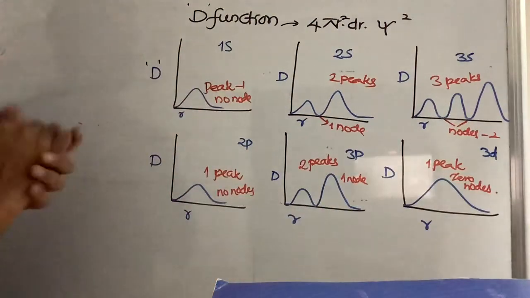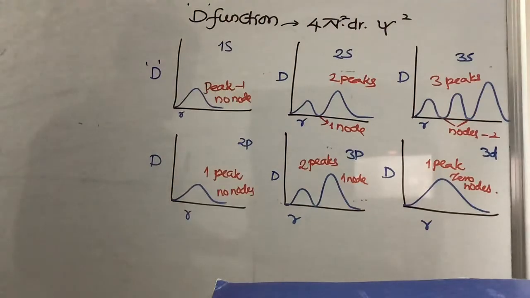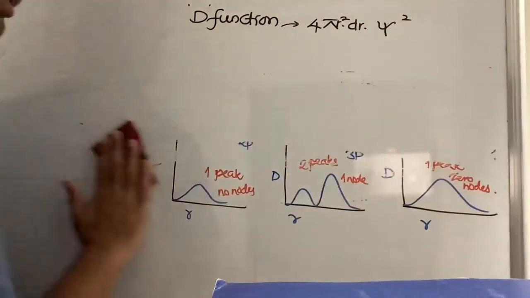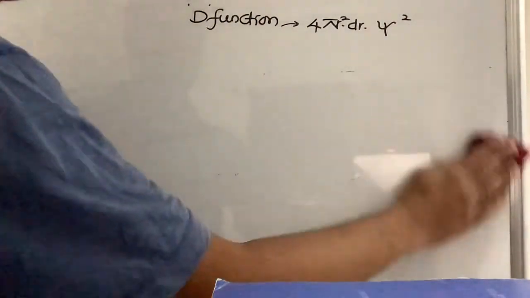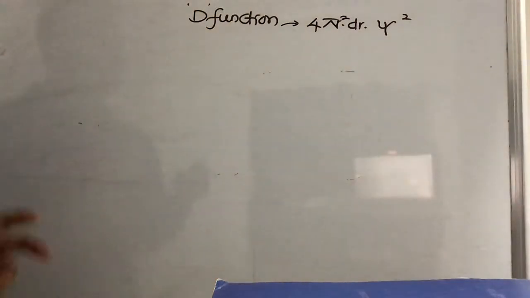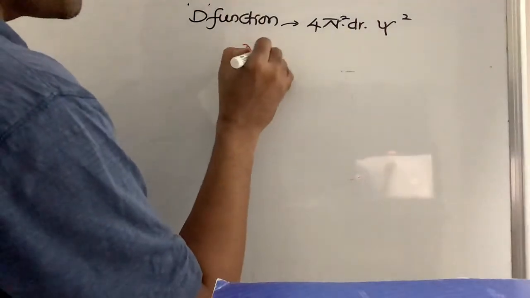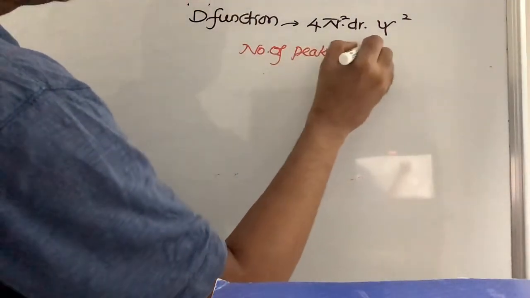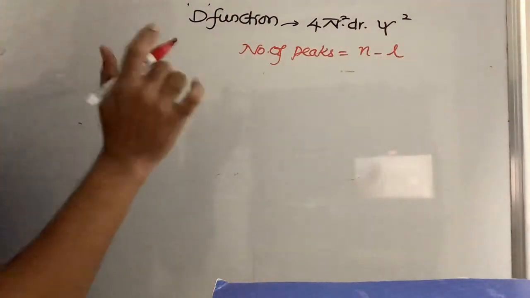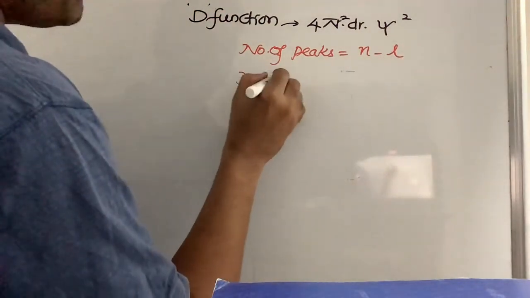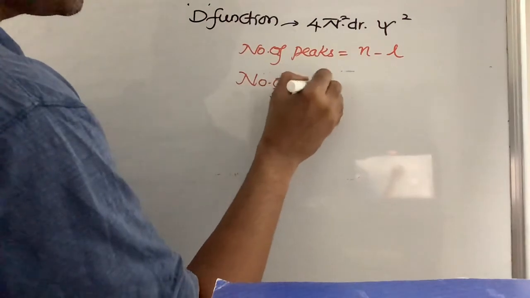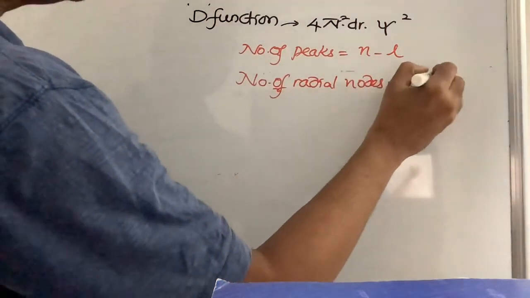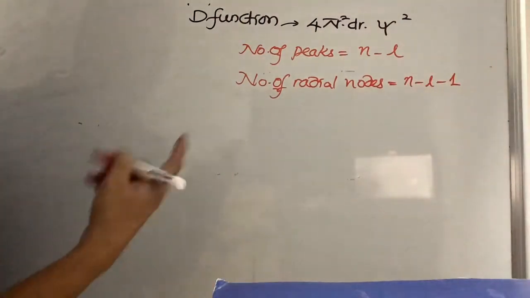So for nodes in all these, I will give you one simple shortcut also. Number of peaks is equal to n minus L. Without graphs, you can answer all these questions. Number of radial nodes is equal to n minus L minus 1. You can apply this for any orbital. Just now we have written.